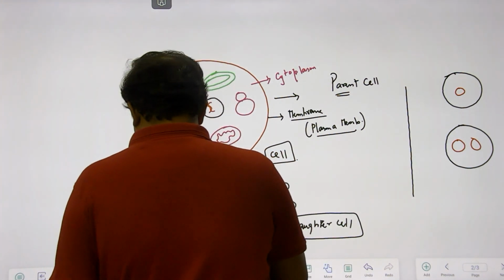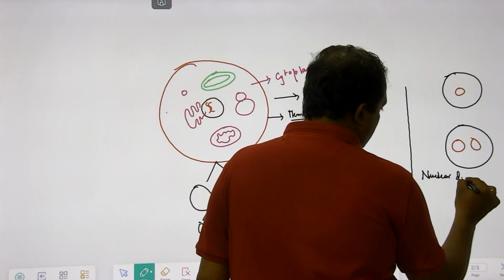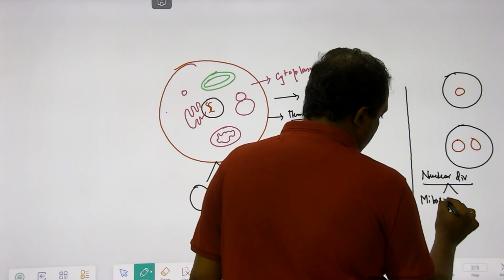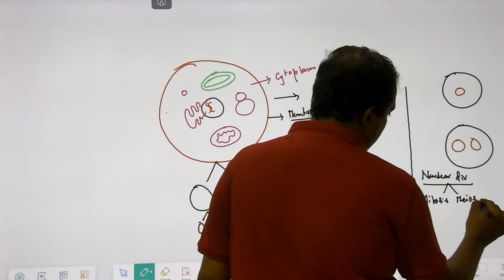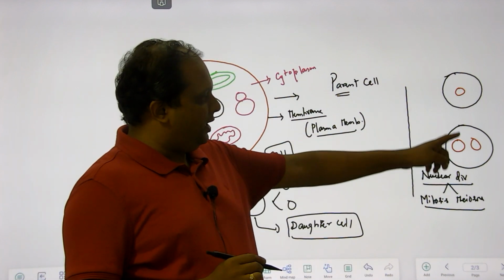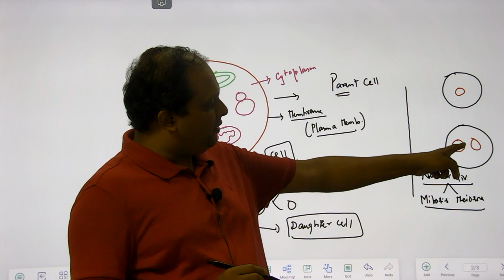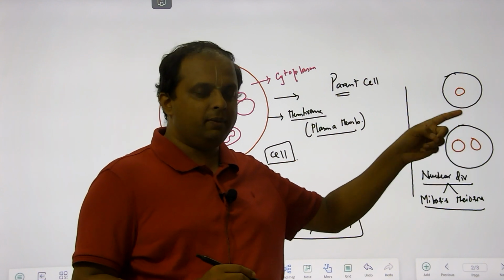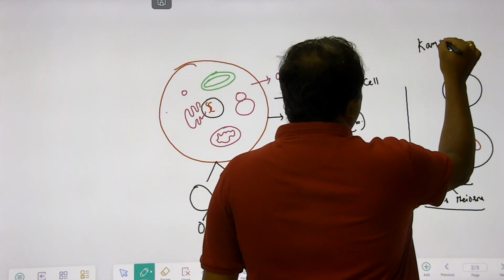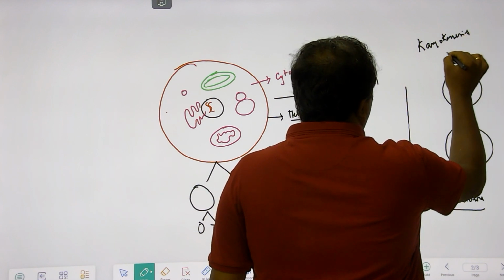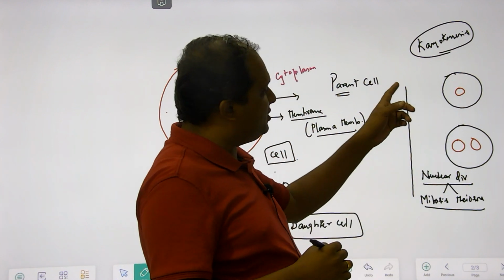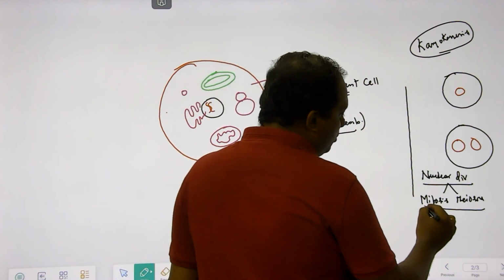Now this nuclear division can happen either through mitosis or through meiosis. So this is going to be one important step in cell division. The nucleus is going to divide into two, and this is called nuclear division. We can also have another term for this, which is called karyokinesis. Karyon means nucleus, and that's the reason why we have the terms prokaryote and eukaryote. So karyokinesis can happen either through mitosis or meiosis.